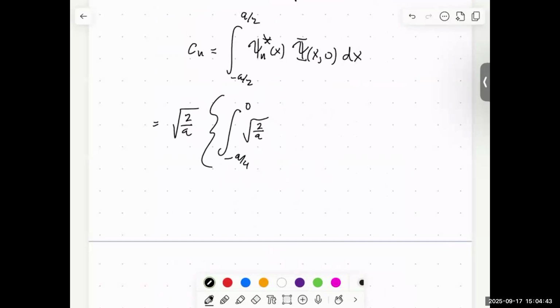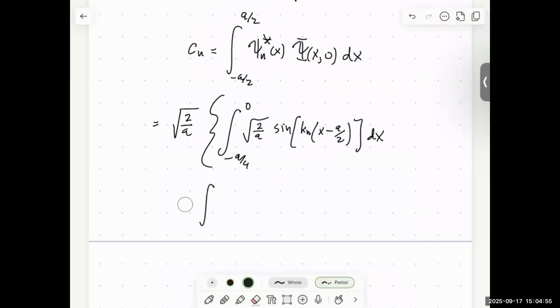And then we have our sine, kn x minus a by 2 dx. And then we have plus, we have another piece. In fact, it's going to be a minus. We'll go from 0 to a by 4.